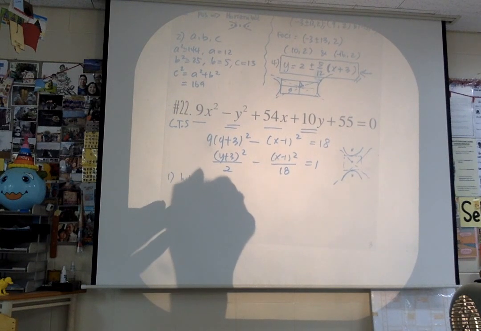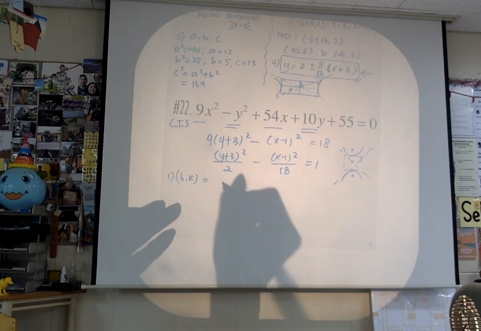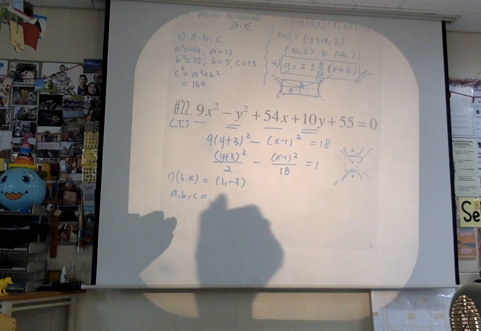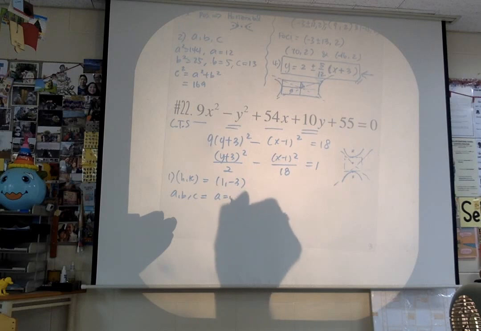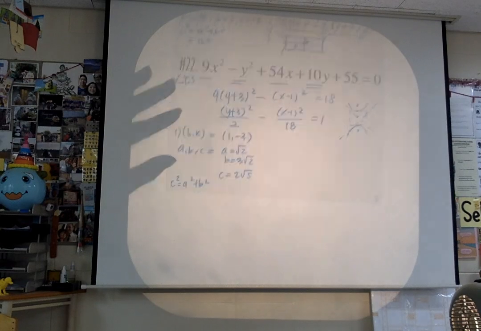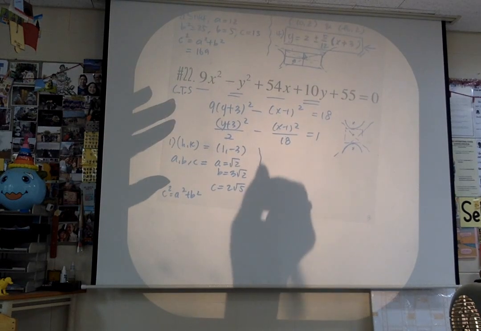Your center, you should have got 1, -3. Your a, b, c, you should have got a is equal to √2, b is equal to 3√2, c is equal to 2√5, since c squared is equal to a squared plus b squared. Okay, check your answers there.